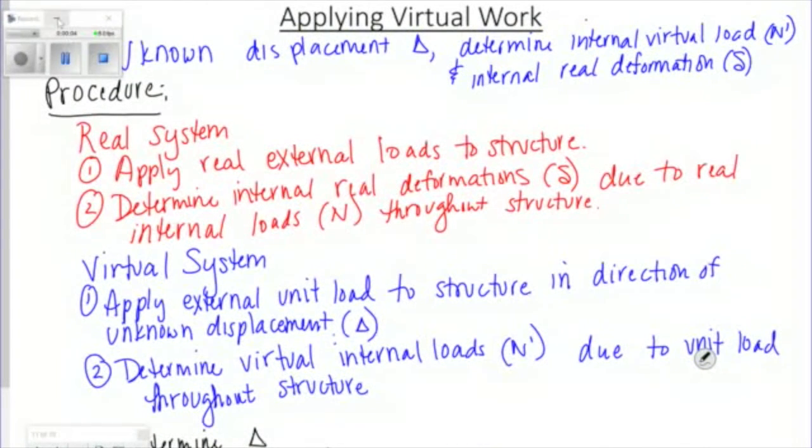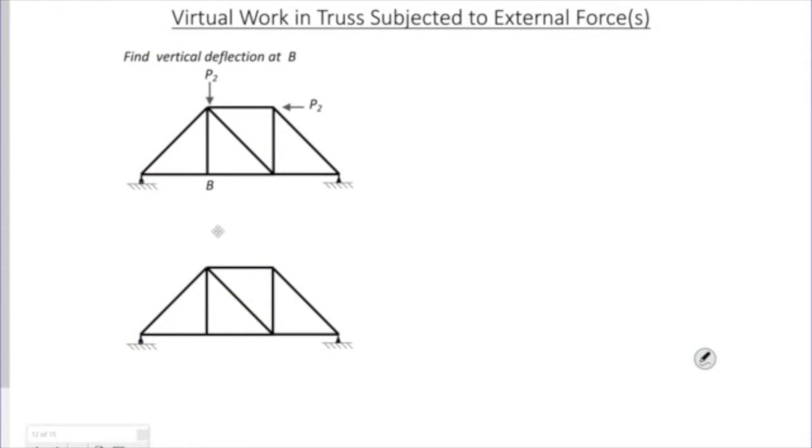So we just discussed how the procedure of virtual work can be used to find an unknown displacement. It can also be used to find an unknown rotation. And we're going to see how it works in practice on a truss.